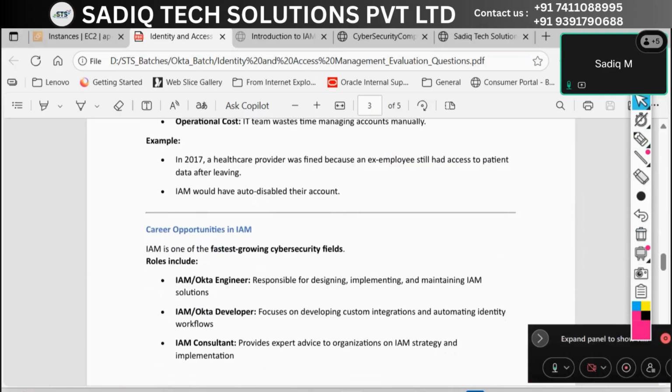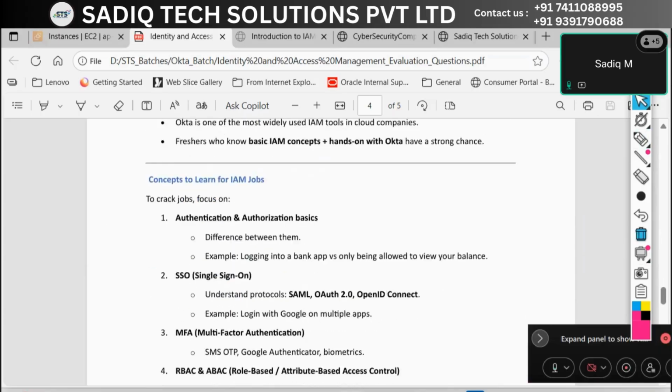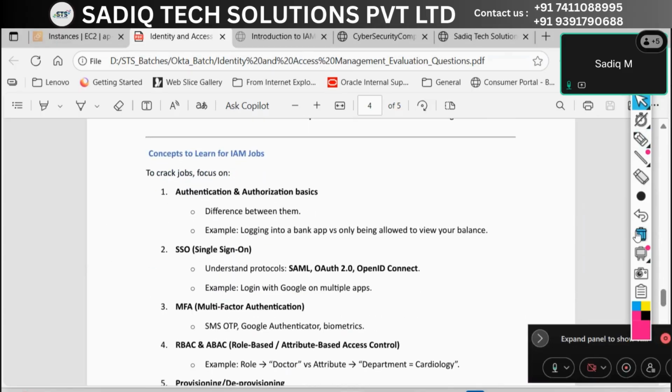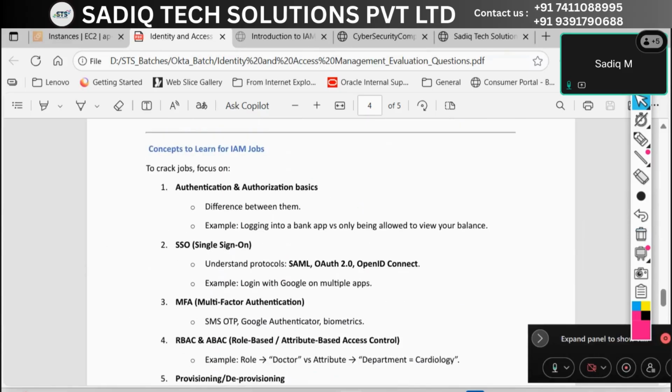Career opportunities again, and can freshers get a job in IAM? All these generic questions. What are the concepts we have to learn for IAM jobs?